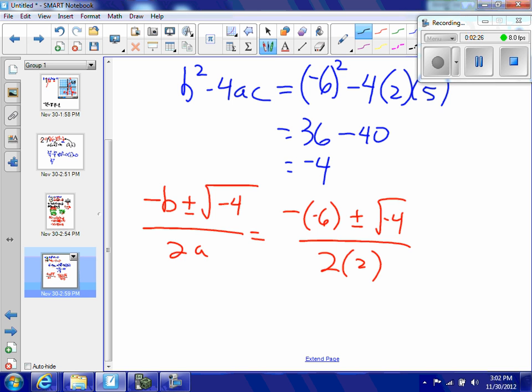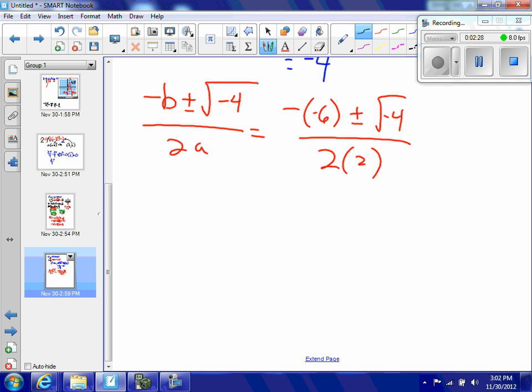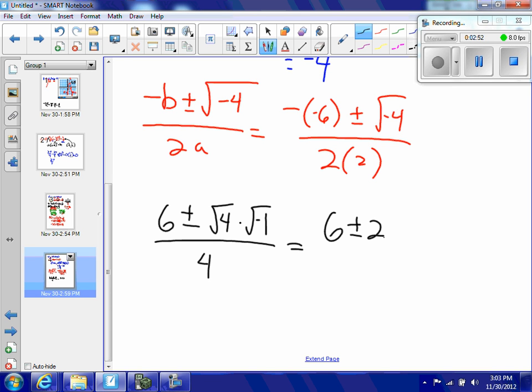Over here I have 6 plus or minus, well, let's change this into the square root of 4 times the square root of negative 1, over 4. And we recognize the square root of negative 1 as i, so I have 6 plus or minus 2i over 4.